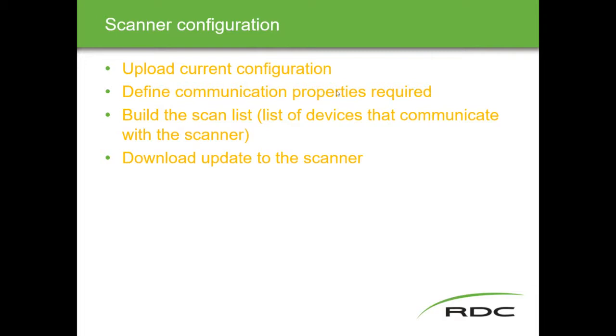Then you have to define the communication properties required, and that varies depending on the type of field bus network that we're dealing with. Then you'll build the scan list, which is essentially the list of devices that are communicating with the scanner. So all your addresses for DeviceNet 0 to 63, what are they? TT101, TT102, TT103, PT101, et cetera. You build that scan list. Then you download the update to the scanner. So that's the process of configuring a scanner in very general terms.